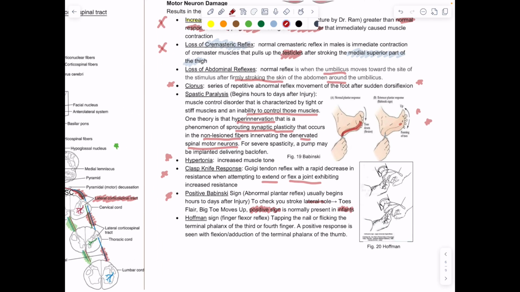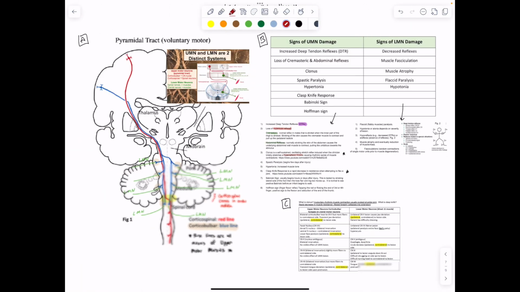Then we have the Hoffman sign, basically tapping the nail or flicking the terminal phalanx of the third or fourth finger. A positive sign is seen with flexion or adduction of the terminal phalanx of the thumb. So if you flick this finger, seeing that they might pinch together or bring the thumb in would be the Hoffman sign. All right, so as we said, upper motor neurons are represented by this diagram. When they synapse at their targets, what they're synapsing on is the lower motor neuron. And as we said, we're dealing with lesions and trying to clinically map out where something has gone wrong.